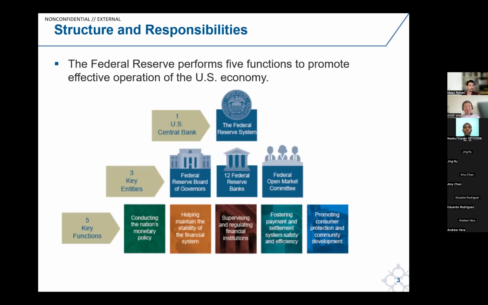This illustration is pretty clean cut, and it shows how in the system we have three key entities. As we were just speaking of, the Federal Reserve Board of Governors: at the board, there are 7 governors that are nominated by the President of the United States. Each of these 7 governors serves a 14-year term. The board is led by the chair and the vice chair, who are also appointed by the president, but they only serve a 4-year term.